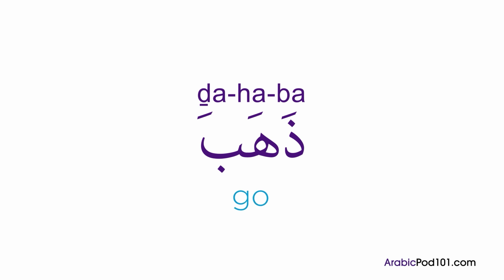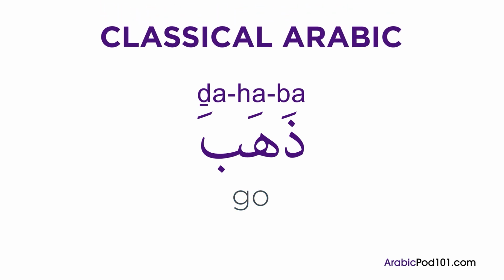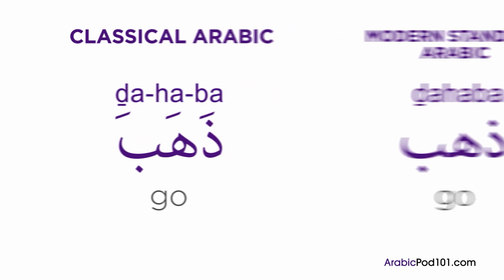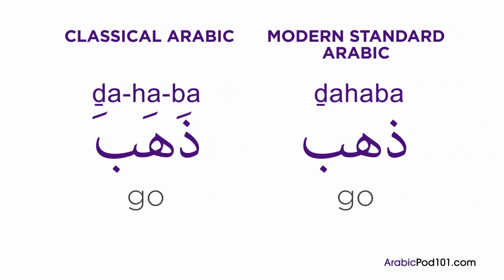Take the verb for go in Arabic. Classical Arabic will be written like this, and pronounced ذهب. Modern Standard Arabic, however, would remove the vowels, so it would appear like this, and be pronounced ذهب. Voweled text appears in the Quran.